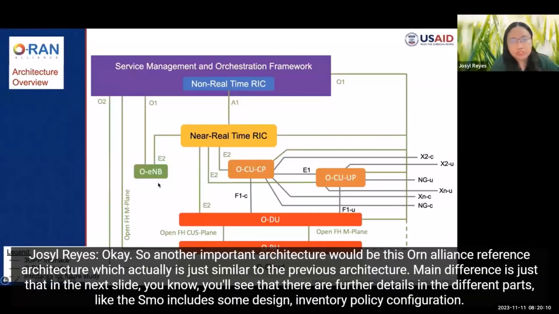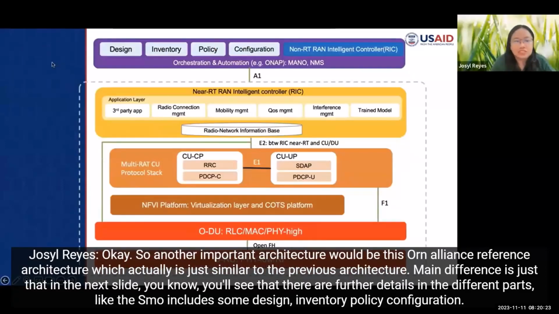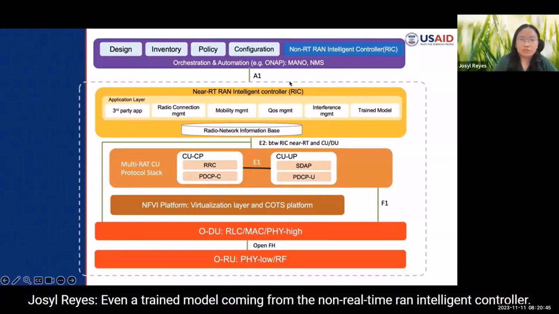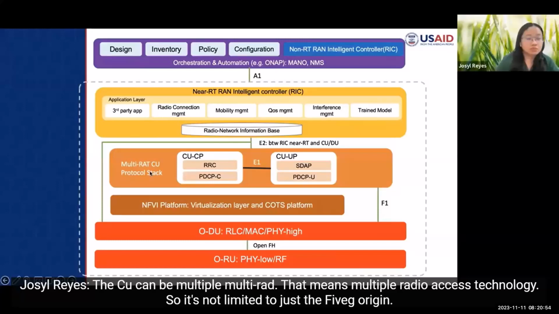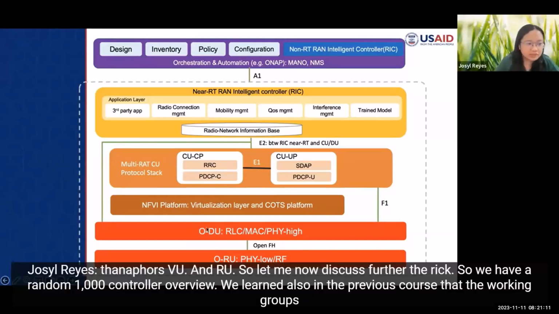Okay, so another important architecture would be this ORAN Alliance Reference Architecture, which is actually similar to the previous architecture. The main difference is that in the next slide, you'll see further details in the different parts. Like the SMO includes design, inventory, policy, configuration. The near real-time RIC has details like radio connection management, mobility management, QoS management, interference management, and so on. Even a trained model coming from the non-real-time RAN intelligent controller. The CU can be multi-RAT, that means multiple radio access technologies, not limited to just 5G, but also 4G. And then they are all virtualized, since we are assuming that everything is running on commercial off-the-shelf servers. Then of course, DU and RU.